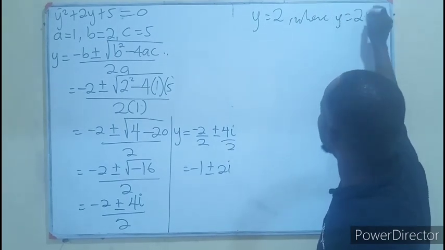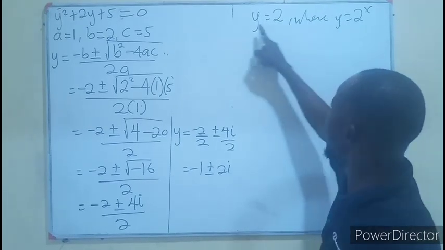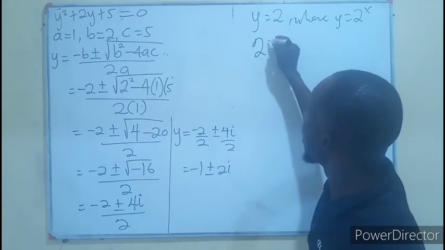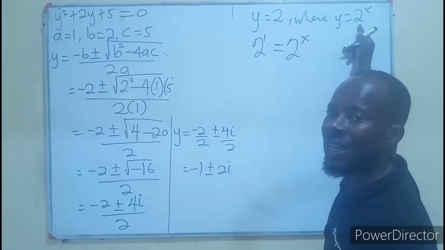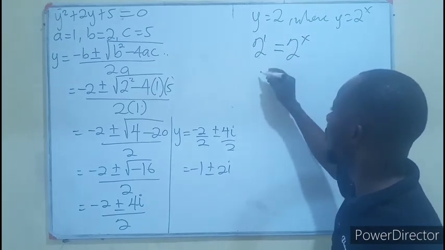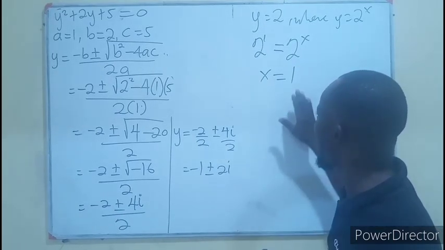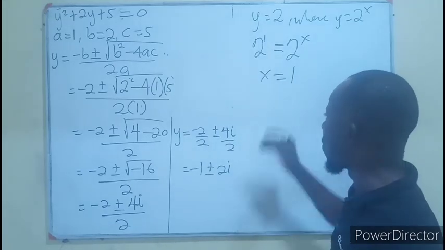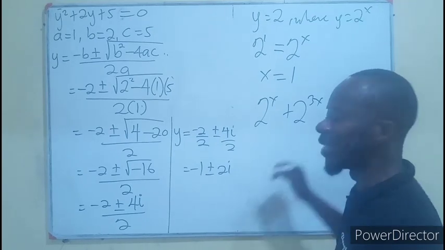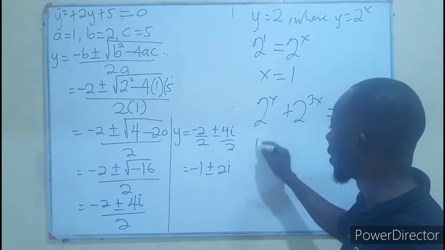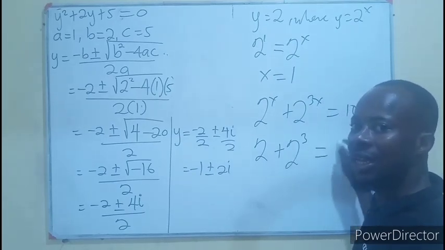Y is also the same as 2 exponent x. Right? So this is y, then the 2 goes. So 2 exponent 1 in this case equals to 2 exponent x in this case. The bases are the same, meaning x is equals to 1. So we are saying that the value of x that satisfies our equation 2 exponent x plus 2 exponent 3x equals to 10. Don't forget, if the x is 1, I'll be having 2 plus 2 exponent 3 equals to 10, right?